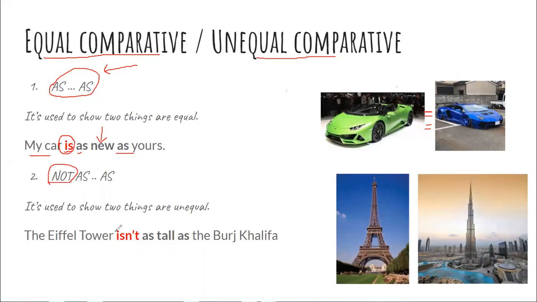Now, the opposite is not as. So if the verb to be is negative, okay, and we say the Eiffel Tower isn't as tall as Burj Khalifa, it means that they are different, okay? Que el primero es menor que el segundo. Entonces, no es tan alta. No es tan alta como el Burj Khalifa. ¿Okay? ¿Se entiende esto? ¿Algunos preguntan?